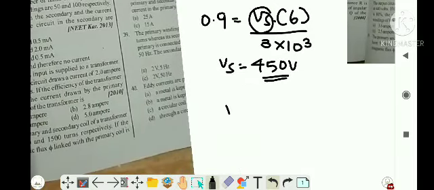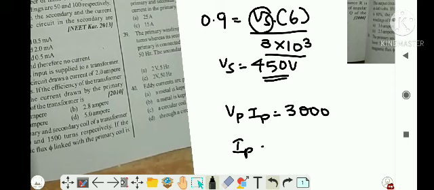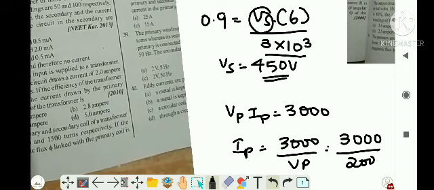So Vp Ip is given as 3000, right? So out of this I find Ip, that is 3000 divided by Vp, right? What is Vp? It is given as 200, right? Primary voltage. So 3000 divided by 200, you will get 15 ampere. Simple, right? Now we'll do a little bit complicated sections, guys.